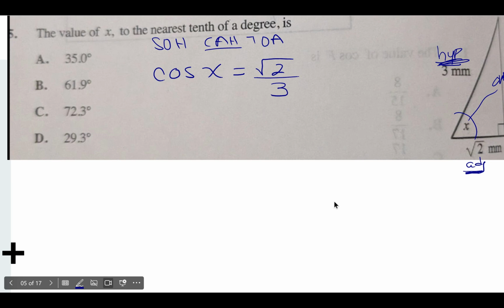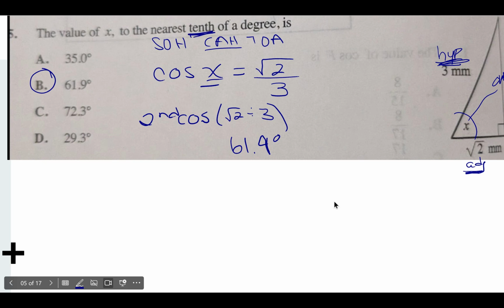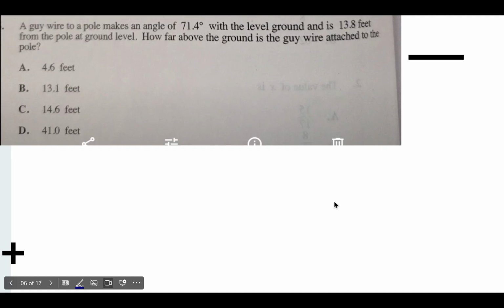So when you do this one, again, when you want to solve for an angle, you have to press second. So in your calculator, you would hit second and then cosine. Again, if your calculator automatically opens the bracket, you're good. If not, make sure you're opening one. So you take the root of 2 and divide it by 3. If we do this correctly, we should see that the answer is B. You're going to get 61.9 degrees to the nearest tenth, which means just one decimal place.